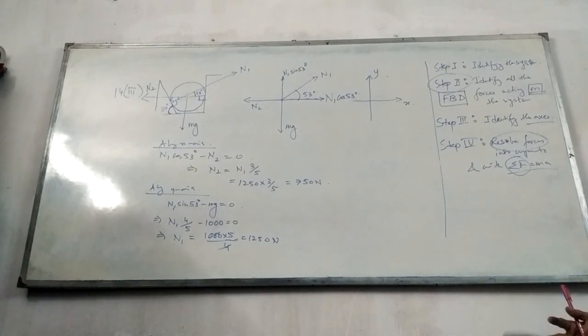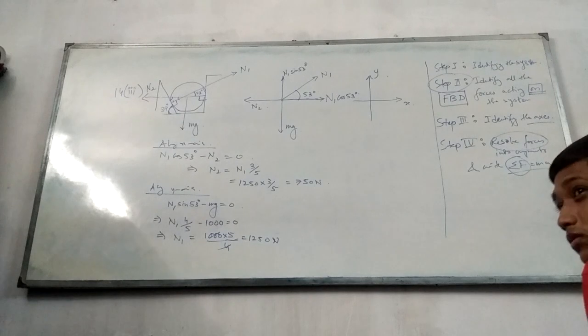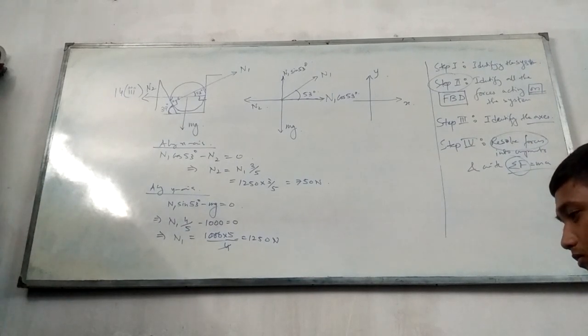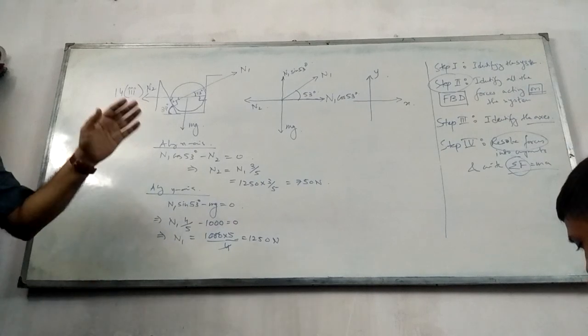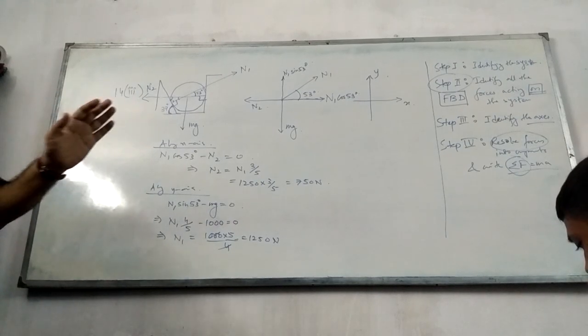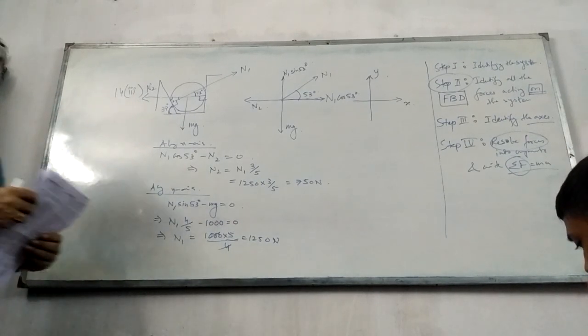Did you apply MA, force equal to mass into acceleration? Yes or no? No, sir. Did not apply? Yes, applied. Acceleration 4.6 and force 192. Alright. Done. That much is done. Let's go for the next question.